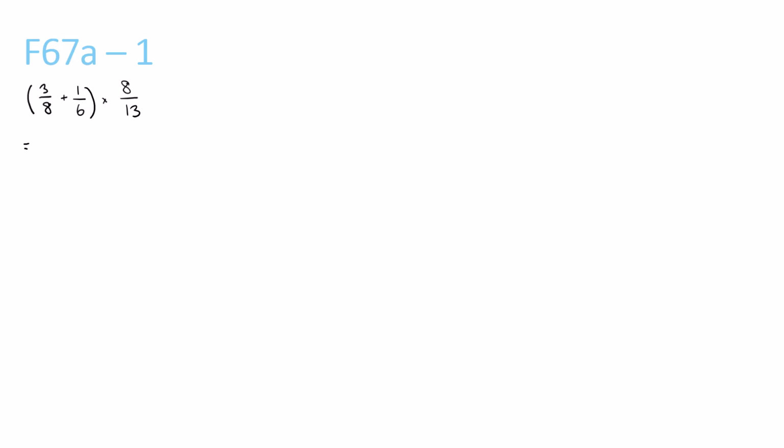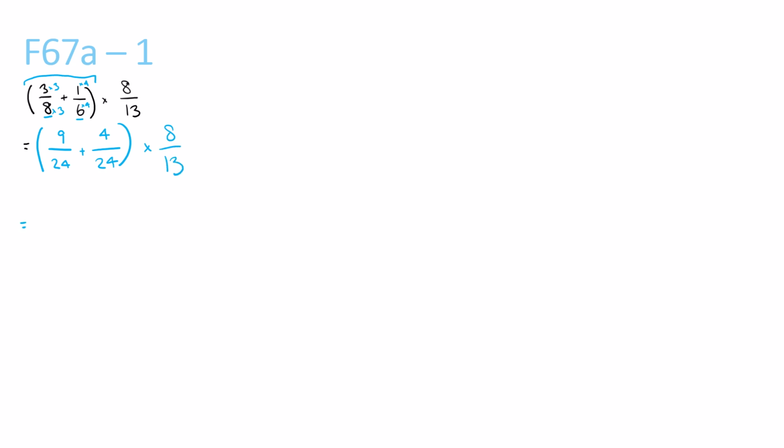So, our first question is here. You always want to start with brackets, so we want to do what's inside the brackets. The LCM of 8 and 6 is 24, so we know the bottom number will be 24. Now 8 times 3 is 24, so we times the top by 3 to get 3 times 3 is 9. 6 times 4 is 24, so 1 times 4 is 4. Close bracket times 8 over 13.